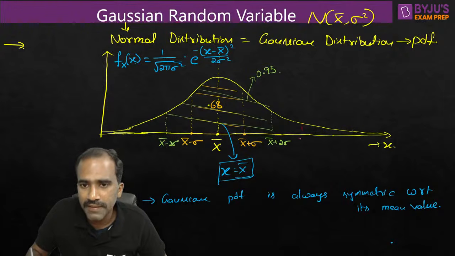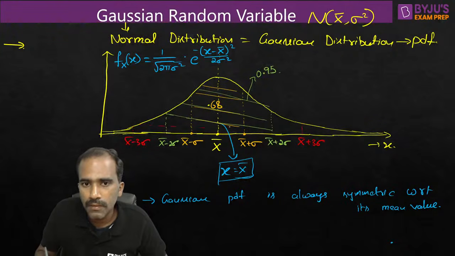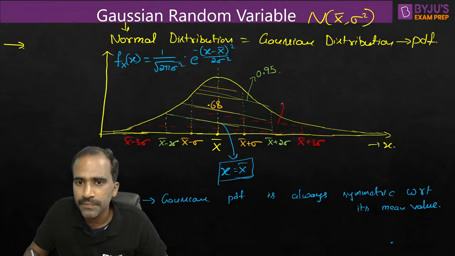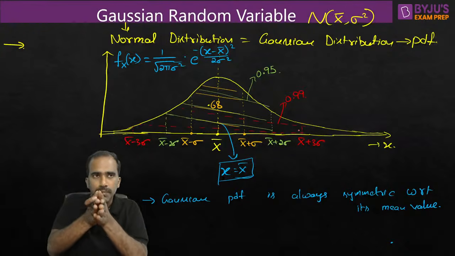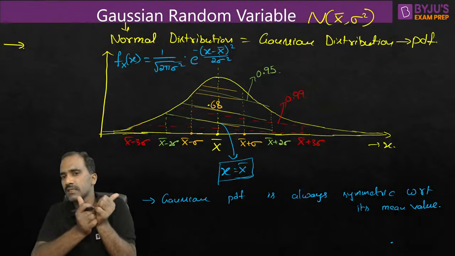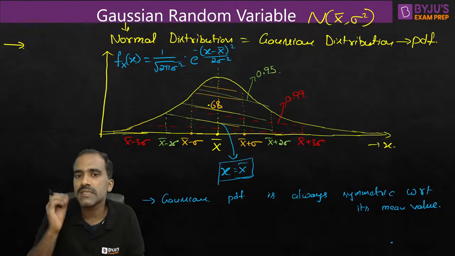After one more standard deviation, it is x bar plus 3 sigma, and one more x bar minus 3 sigma. So this total area, this red, from x bar minus 3 sigma to x bar plus 3 sigma, is 0.99, or 99% of the area is covered. The meaning of this is, from the mean, if you travel 3 standard deviations on this side and 3 standard deviations on this side, 99% of the statistics are covered in that.